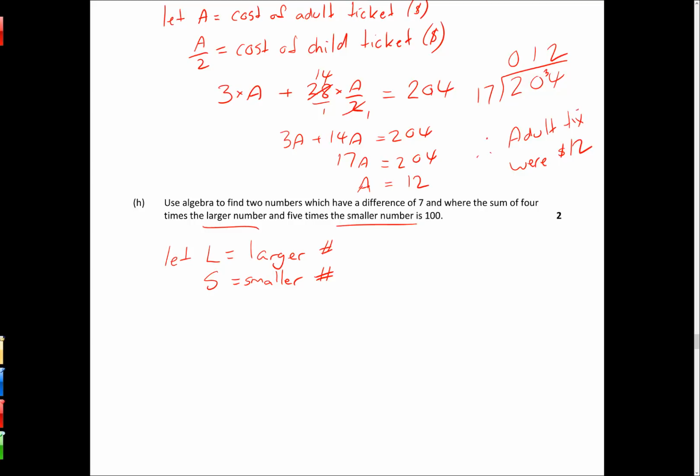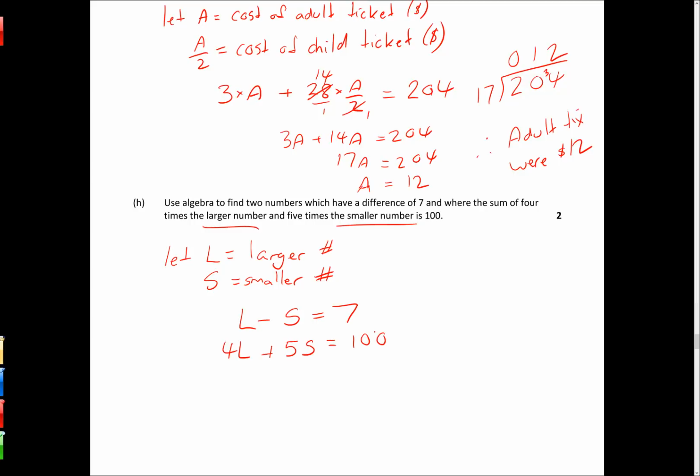Now if their difference is 7, is that larger minus smaller or smaller minus larger? It's definitely larger minus smaller to get a difference of positive 7. The larger number minus the smaller number is 7. The sum means plus, of 4 times a larger number, so 4L, and 5 times the smaller number, 5S, is 100. That's what that second sentence is saying. The sum, adding 4L's and 5S's is 100.